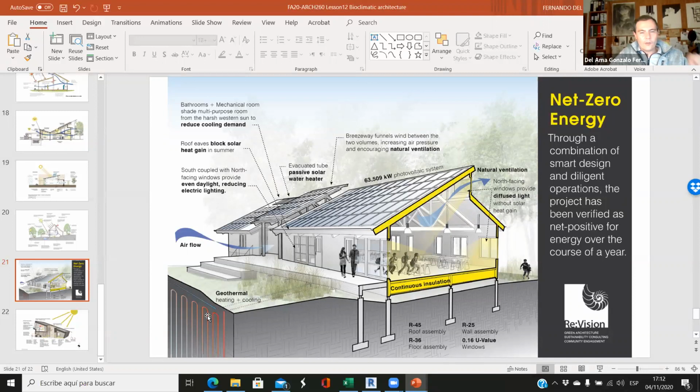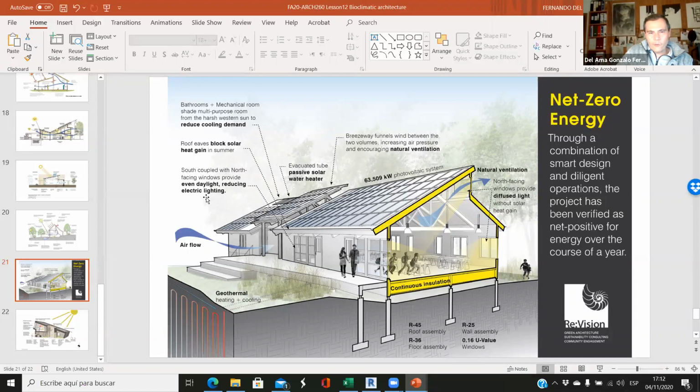This is a nice way to convey all this information. It's not just showing graphics or tables. This is more architectural, and at the same time, you are talking about the design of your house, and you are talking about these energy values. So this is what I want you to do.